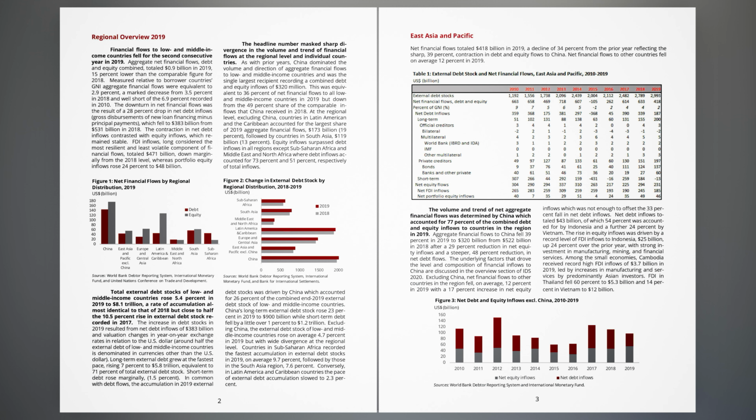Table 1. External debt stock and net financial flows, East Asia and Pacific, 2010 to 2019. The volume and trend of net aggregate financial flows was determined by China, which accounted for 77% of the combined debt and equity inflows to countries in the region in 2019.